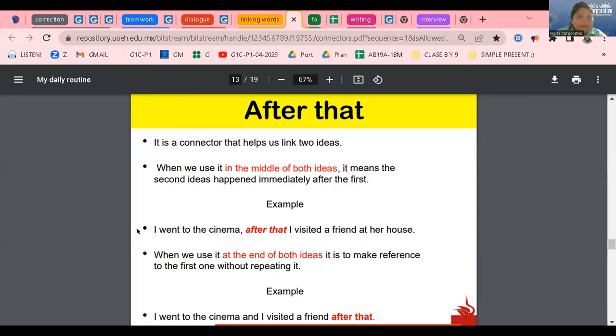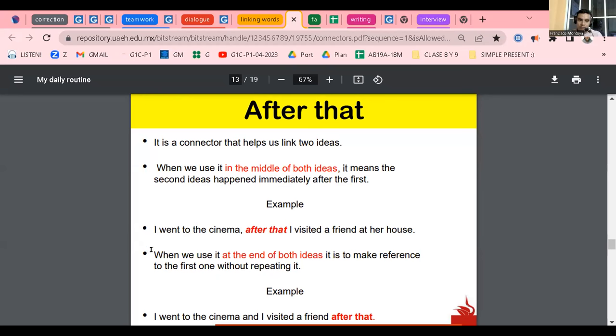O veamos el ejemplo. I went to the cinema after that. Después de eso, ¿qué pasó? ¿Qué acción sucedió inmediatamente después de ir al cine? Visitó a su amigo en la casa. Visitó a su amiga. Ok, veamos el otro ejemplo.